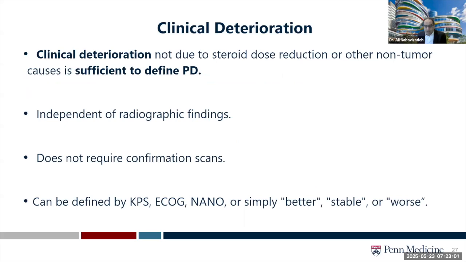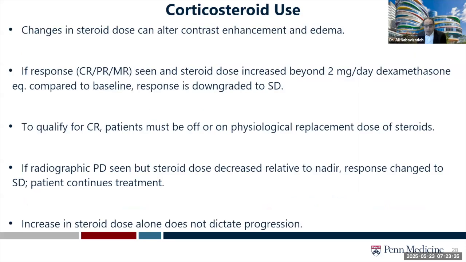Clinical deterioration is very important, and it is sufficient to define progressive disease. It's important that we also take a look at the steroid dose. If the clinical deterioration happens at the time that we decrease the steroid dose, that wouldn't be sufficient to diagnose progression. It doesn't require a confirmation scan and can be defined by a variety of criteria, including KPS, ECOG, NANO, or simply better, stable, or worse, how the patient is doing.